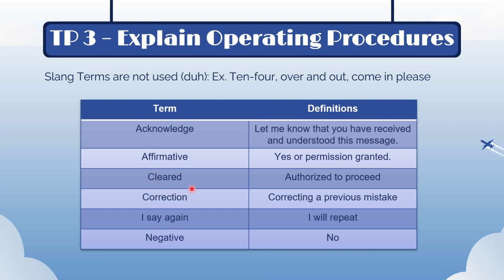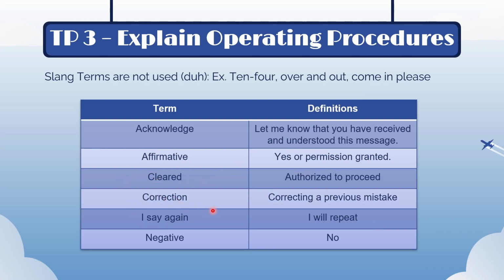And then you've got cleared. So authorized to proceed. This is most likely to be used for flight instructions. Cessna 152 Golf Sierra Foxtrot, you are cleared to land on runway 23, for example. So you're cleared to do something. That means you're authorized to proceed. You're cleared to take off. You're cleared to land. Those are examples of cleared.